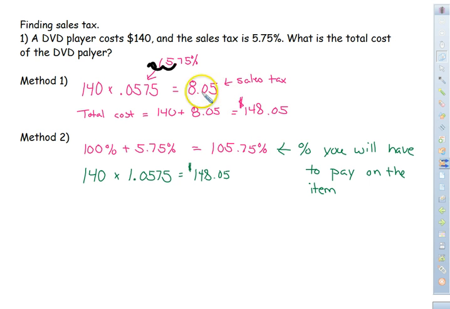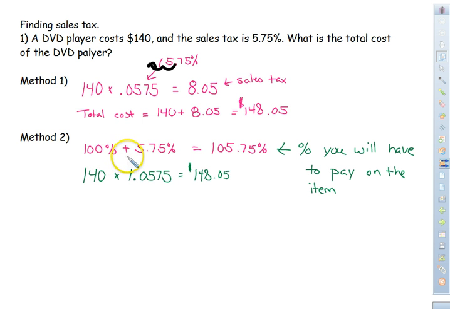$8.05. Now, many times it doesn't just work out to be a whole number, or at least to the nearest penny. So you'd have to always round it to the nearest cent, which is the hundredths place value. So do make certain that you do that. And the total cost then is going to be that $140, and you're going to add, because we are dealing with sales tax, $8.05, which equals $148.05.